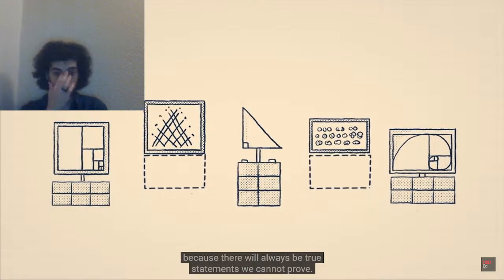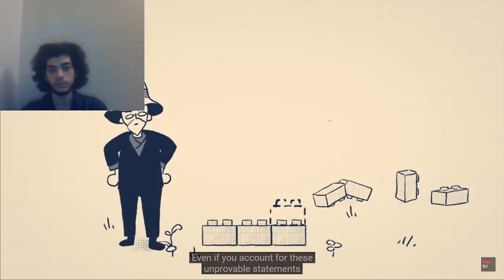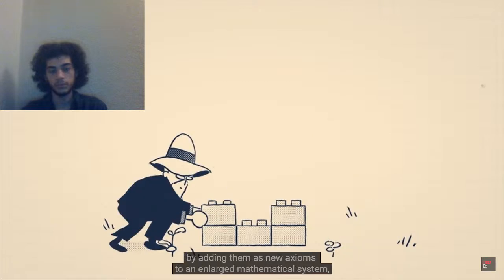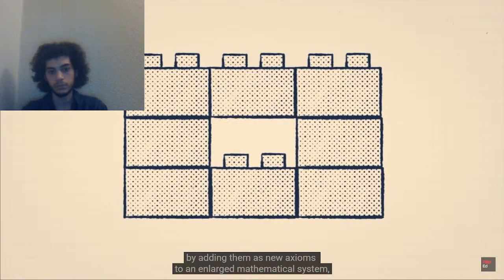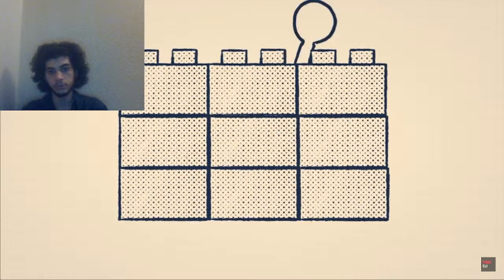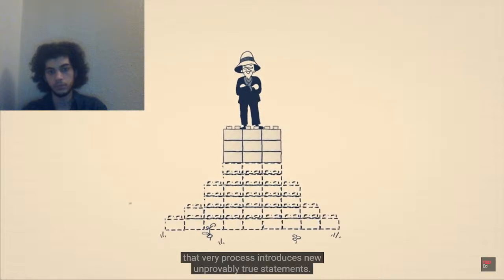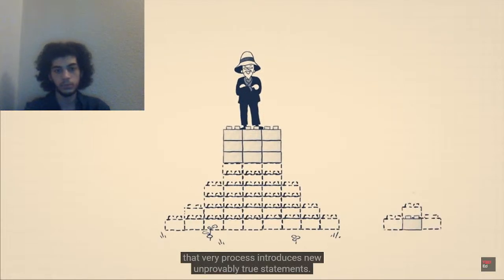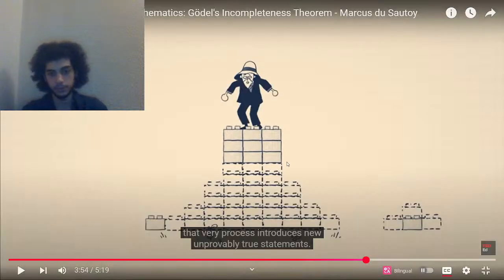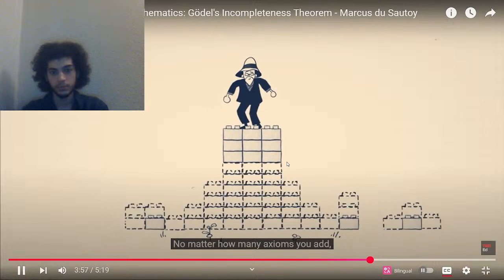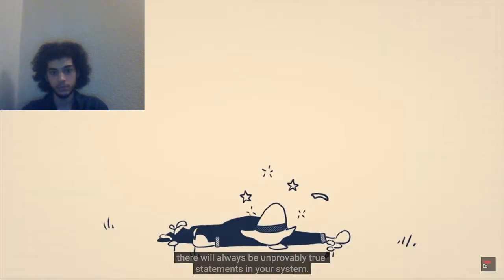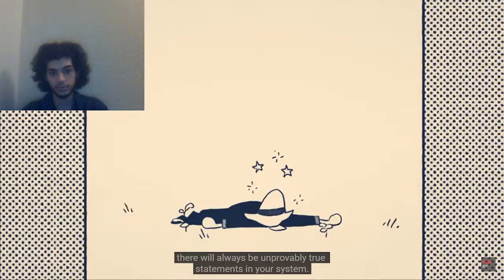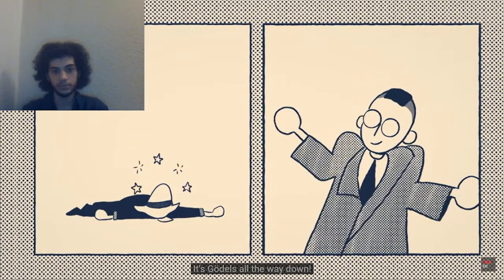Even if you account for these unprovable statements by adding them as new axioms to an enlarged mathematical system, that very process introduces new, unprovably true statements. No matter how many axioms you add, there will always be unprovably true statements in your system. It's Gödel's all the way down.